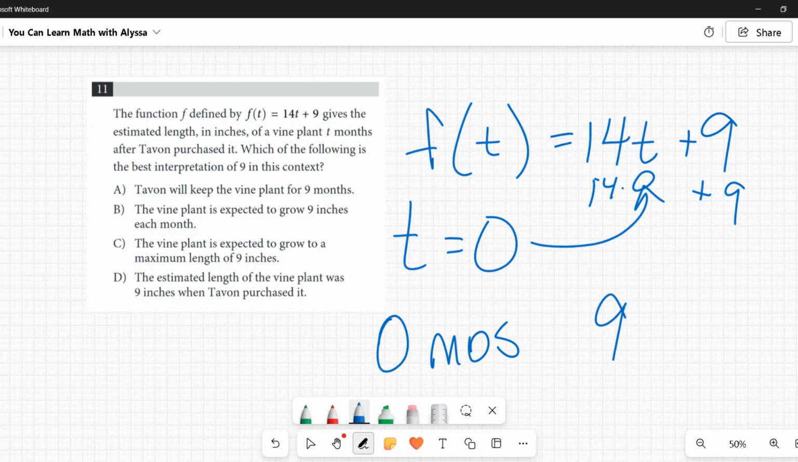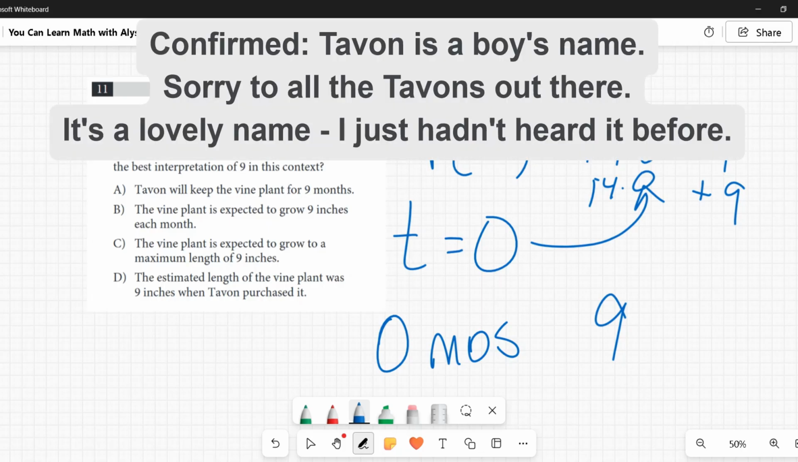I'm assuming Tavon is a boy's name. I may be wrong about that. If I'm wrong, I'm sorry because I'm saying he. I don't know. I'll just say Tavon.